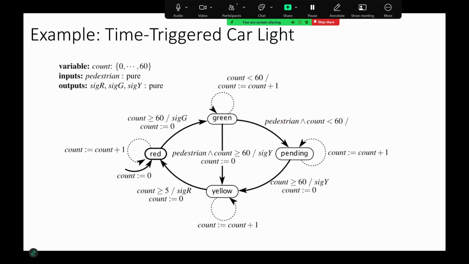And then if you remember the time triggered car light, we discussed this state machine many times now. If you are in the red and the count will increment, this is the car light, not the pedestrian light. And then if you reach 60 count, you go to green. If the pedestrian shows up, you go to bending and decrease. If the count didn't reach 60, if it reached 60 and the pedestrian shows up, you go to yellow and so on.